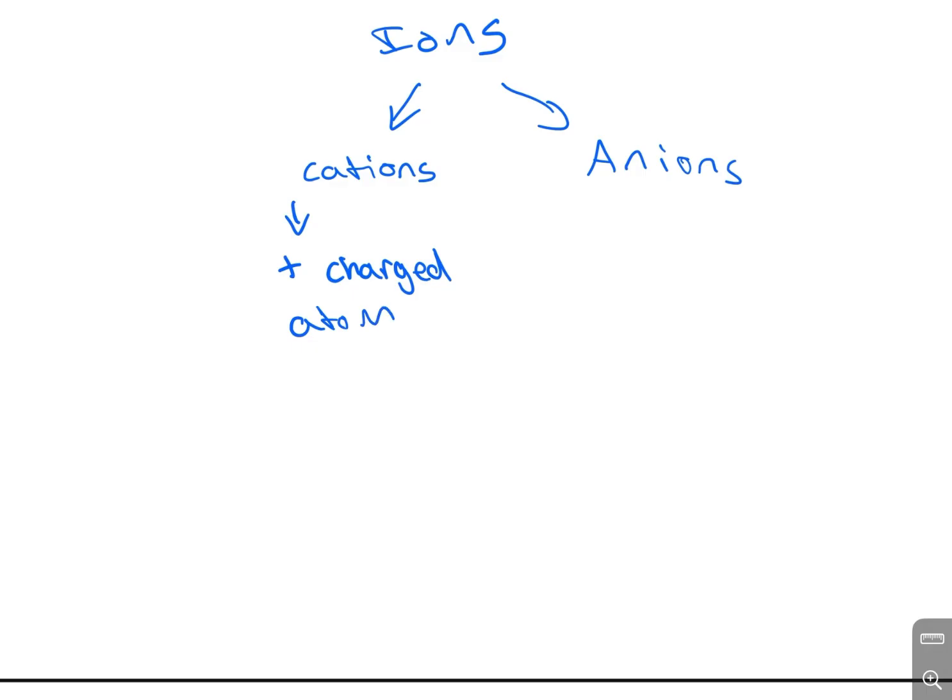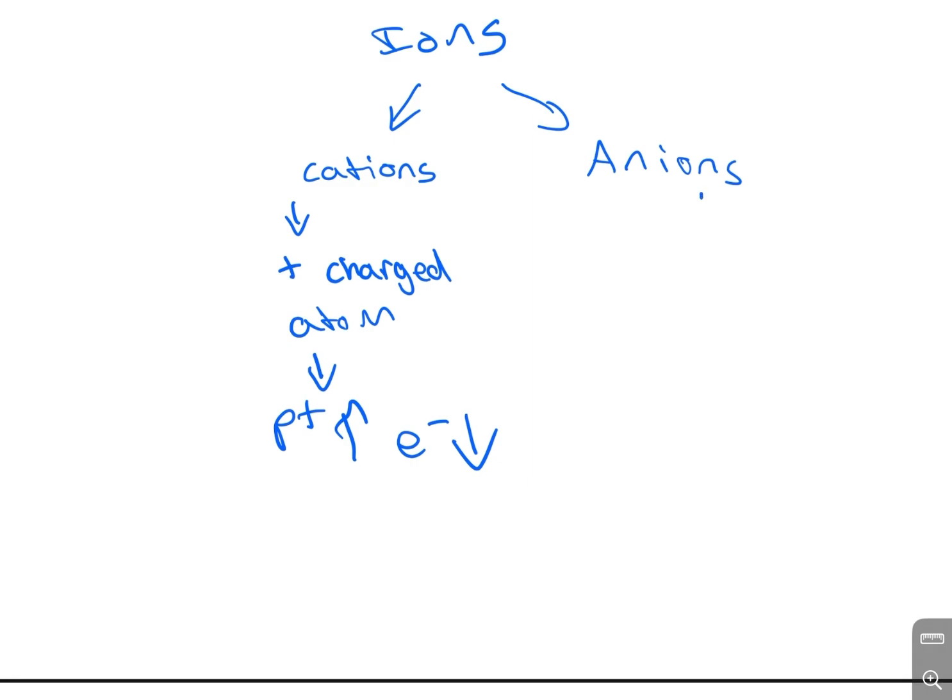So what does that mean, you may wonder? Positively charged means that there are more positive charges present than there are negative charges. So that means there are more protons than electrons, because protons carry positive charges. Since a cation has a positive overall charge, there are more protons.